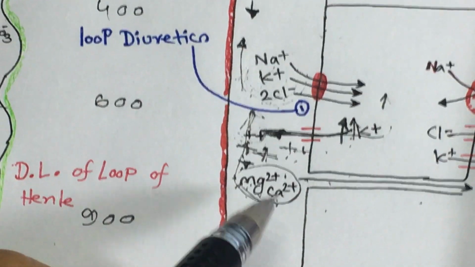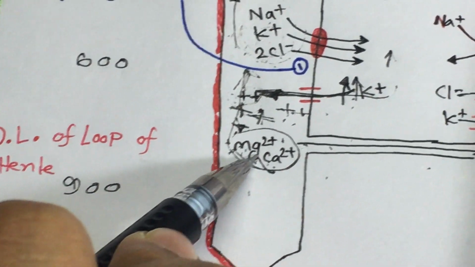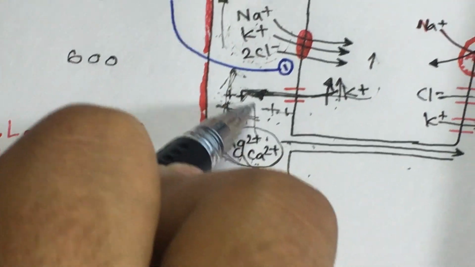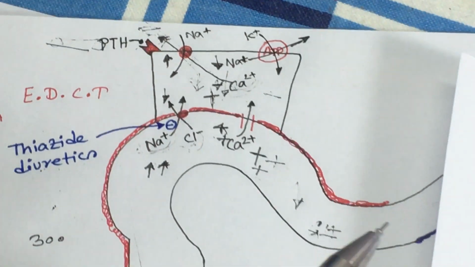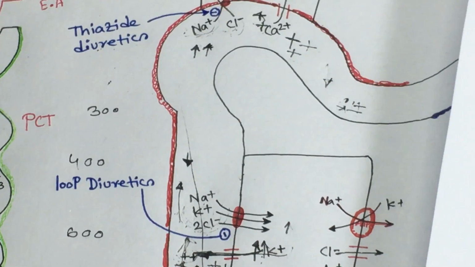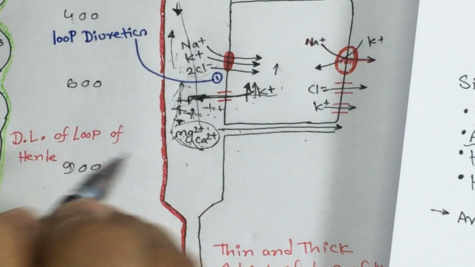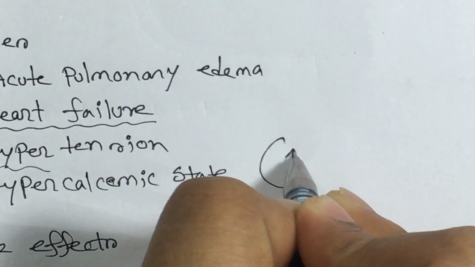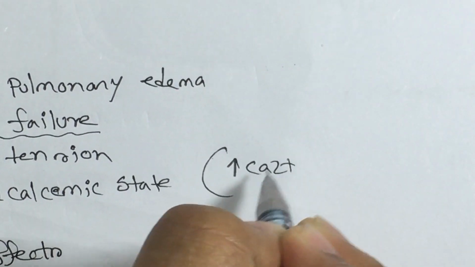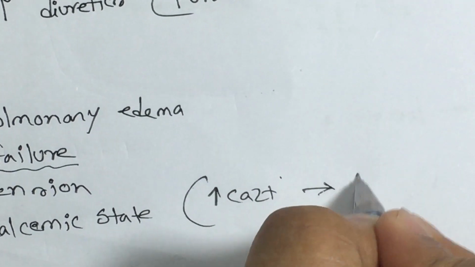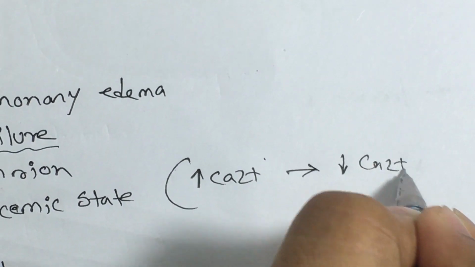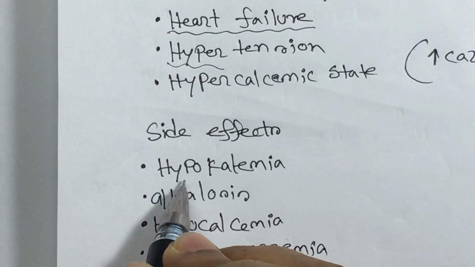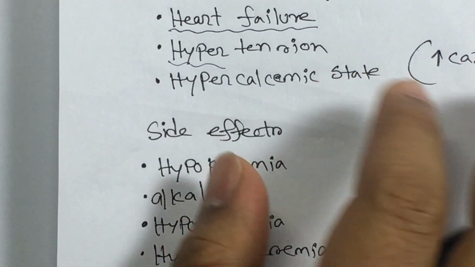So what is the result? These luminal calcium and magnesium will be excreted into our urine. That means we are losing the calcium. So in hypercalcemic state, the problem is that blood calcium level is too high. So by using this drug, we are decreasing the blood calcium level. Side effect of this drug is hypokalemia.